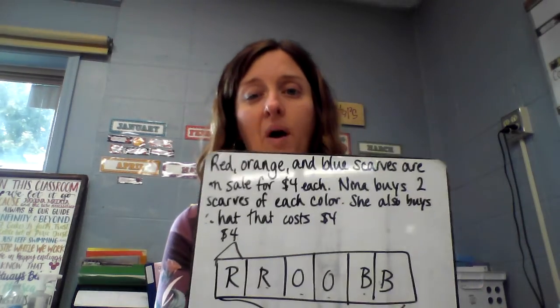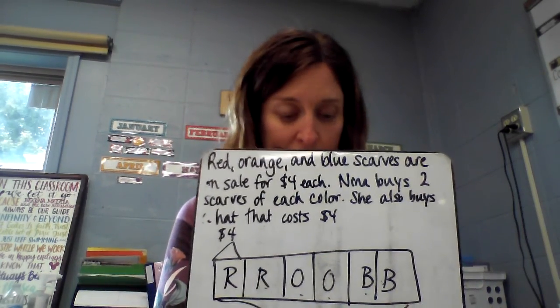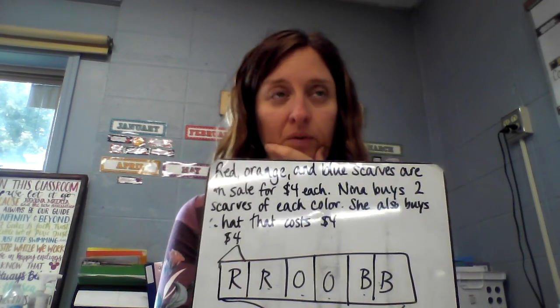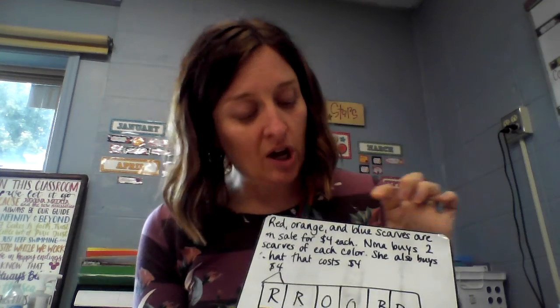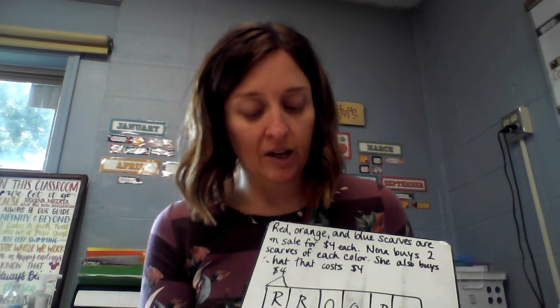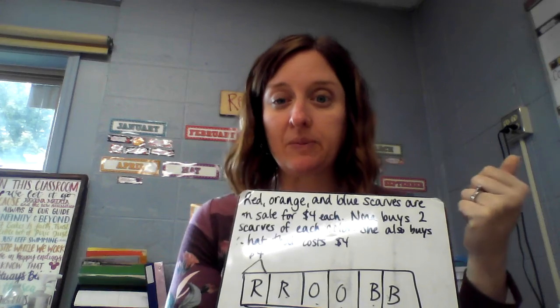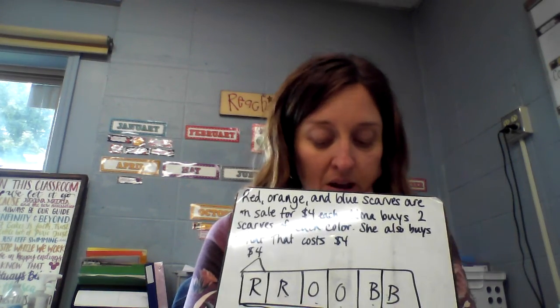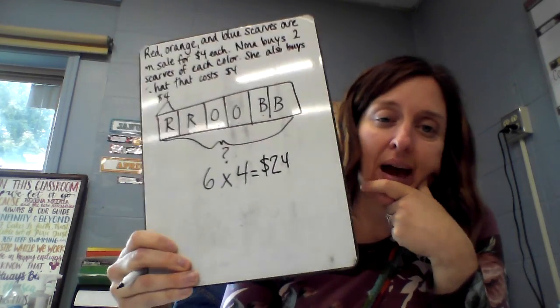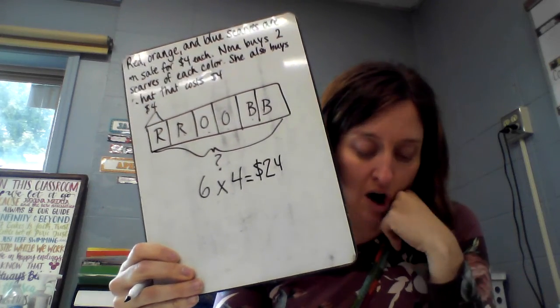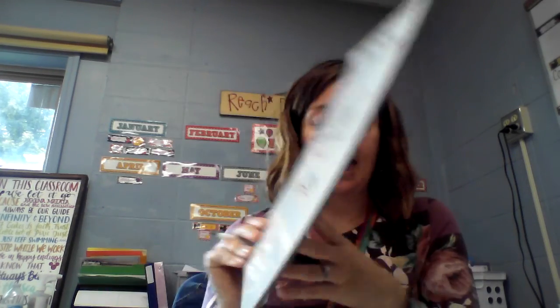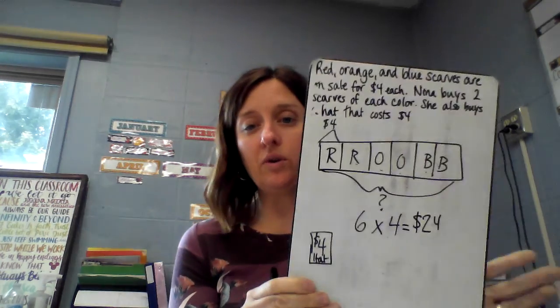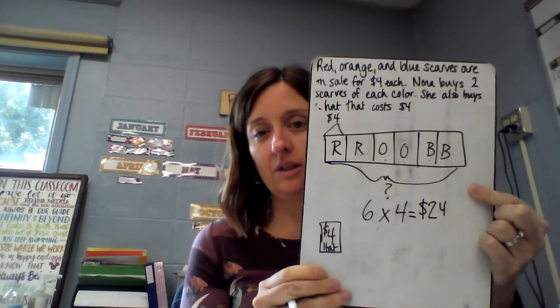Then I go back to the problem and I say, okay, what else? Let's look at what else I know. Did I answer the question? Well, she also buys a hat that costs $4, and I'm trying to figure out how much she spent all together. Did I say anything about the hat on there? Nope, I just have her scarves. So now the hat was $4 as well, okay? But it's not included in this $24 up here.